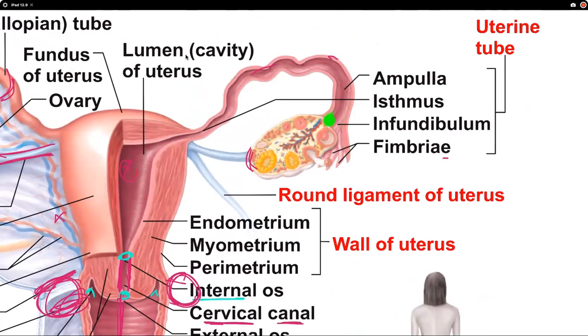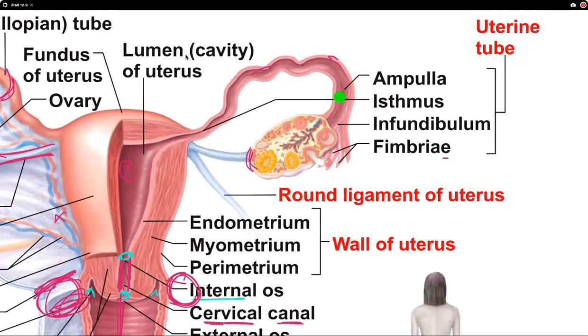The entrance of the fallopian tube where the egg is going to be traveling, this is called the infundibulum. And this ovulated egg that got picked up, traveling in the infundibulum, will travel inside this bulging part of the tube. This enlarged part of the tube is called the ampulla. The ampulla of the fallopian tube is where the fertilization of the egg is going to be taking place.